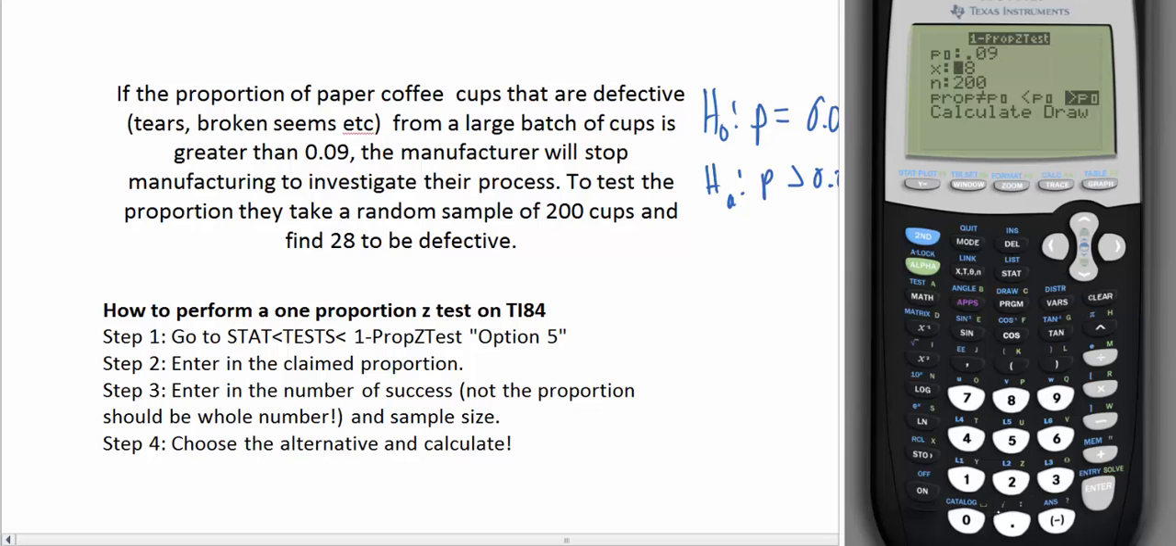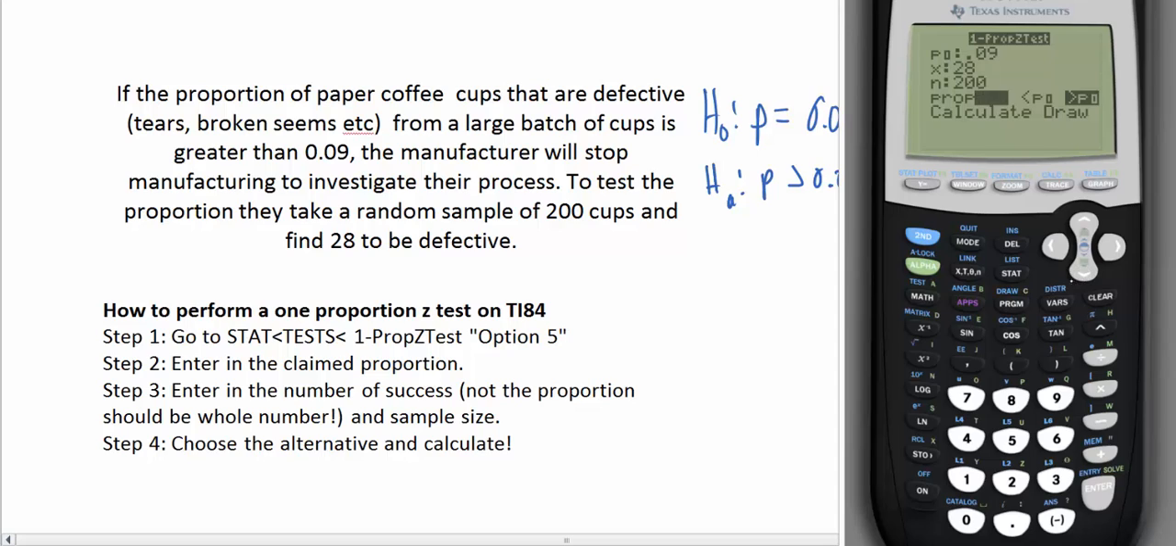Put in the number of successes here. So the trick is not to put in the proportion or the sampled proportion, but to actually put in a whole number. So in this case, they found 28 out of the sample size of 200 to be defective.